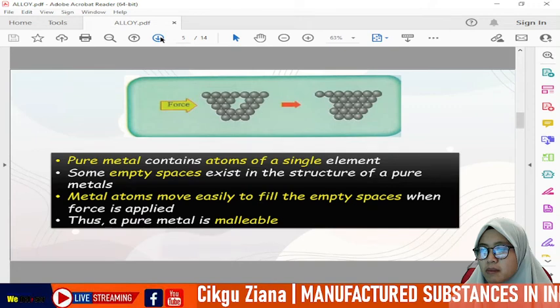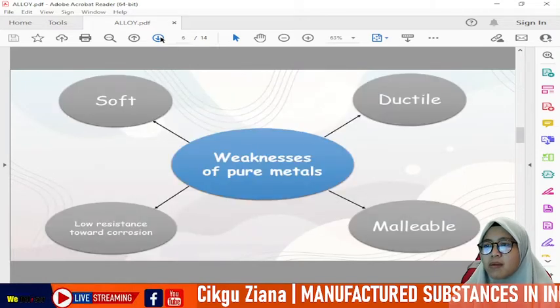Pure metal contains atoms of a single element, and some empty spaces exist in the structure of a pure metal. Then metal atoms move easily to fill the empty spaces when a force is applied. Thus, a pure metal is malleable. Weaknesses of pure metals: soft, ductile, malleable, and lastly low resistance toward corrosion.